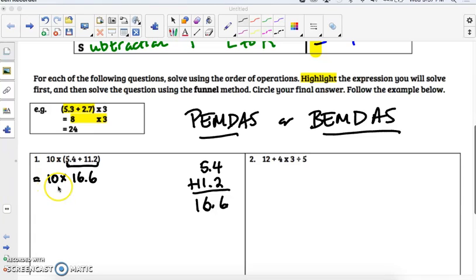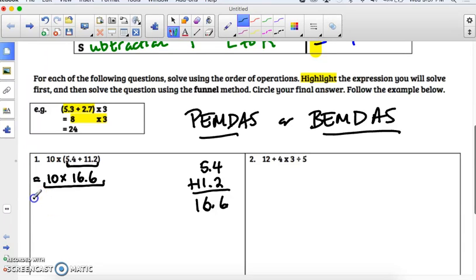Okay, so I'm left now with just one last part of the equation to solve. Because I have multiplication next, and it's the last part of the equation, now I'm just going to underline that, so I know I'm going to solve that one next. You've got 10 times 16 and 6/10, and I know I can do that in my head. I know the final answer is 166.